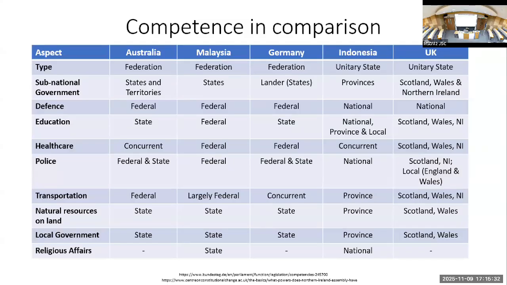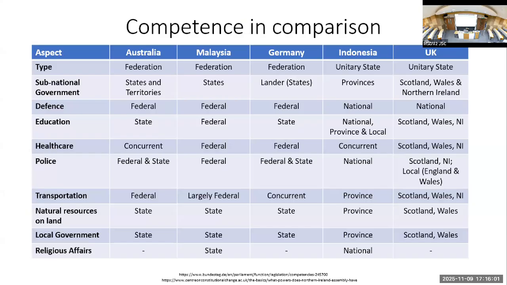Now, what I want to show you is why I say the typology no longer works. Here I show to you 3 federations and 2 unitary states: Australia, Malaysia, Germany, Indonesia, and UK. And we look at how the powers were allocated or divided between different layers of government. Some of them would be similar. Defense, all countries would leave it in the hands of the national government.